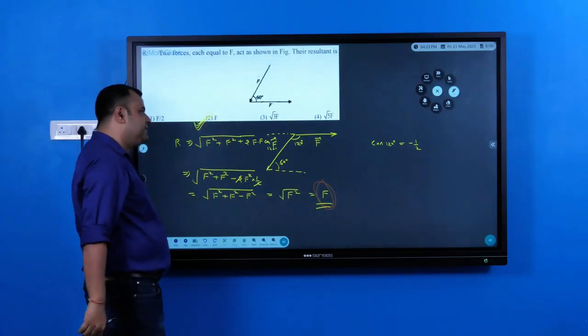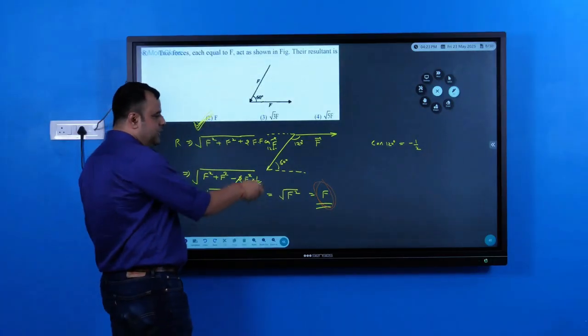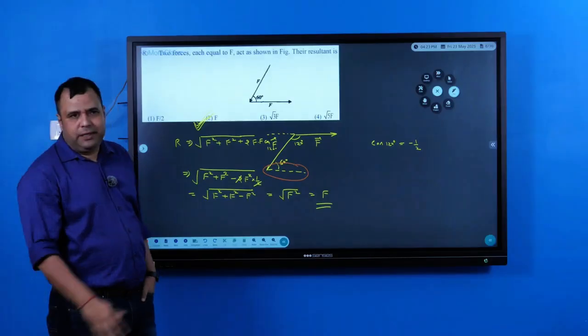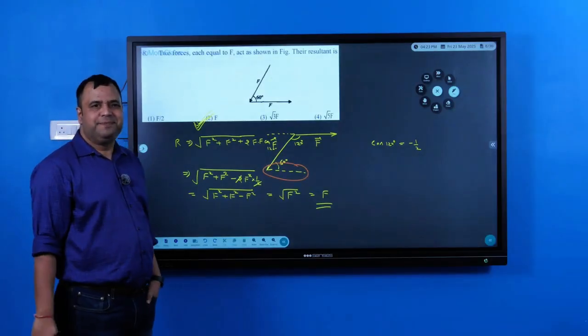Okay, so in this question we learn how we can move the vectors without changing their direction and magnitude, and nothing will change in this case. Okay, thank you.